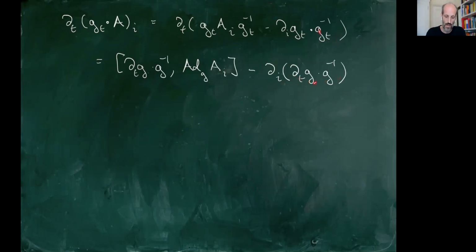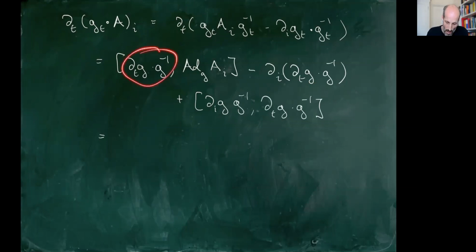And so the mistake that I've made by replacing this by this is again a commutator, and it's the commutator between ∂_i g g inverse and ∂_t g g inverse. Okay, but then if you look at this expression, what you see is that now I have all these ∂_t g g inverses everywhere.